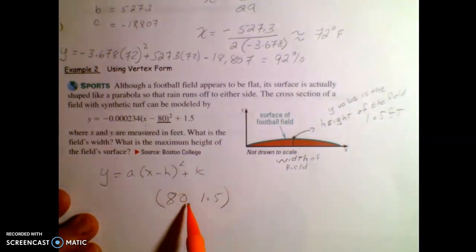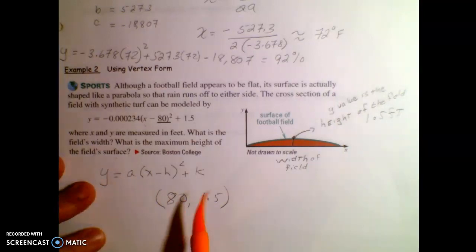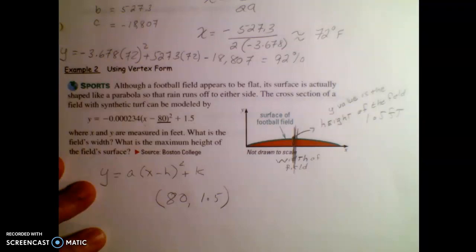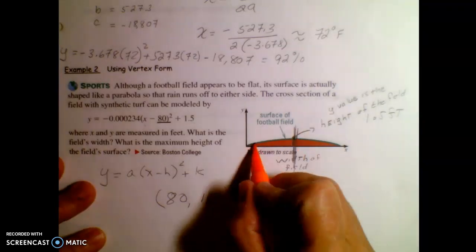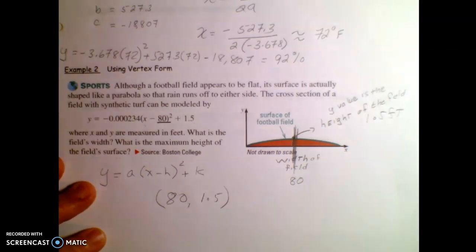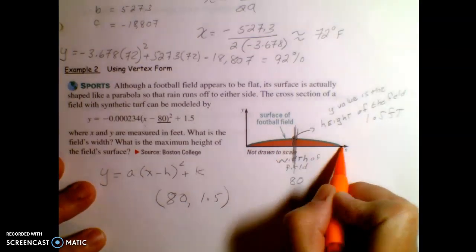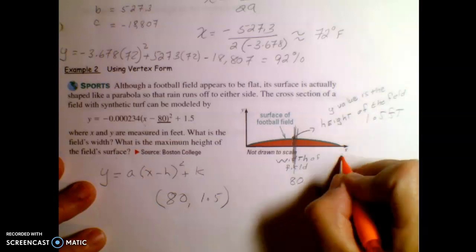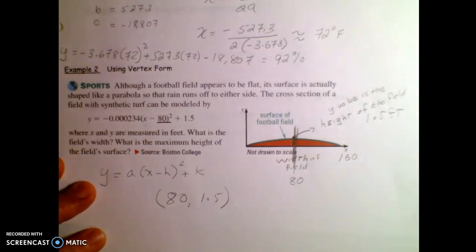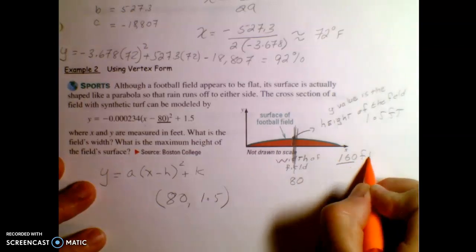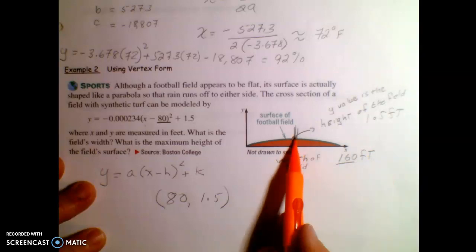Okay, now what does that 80 help us with? Well, remember, this is the line of symmetry, correct? So from here to here, it's a distance of 80 feet. So then what's the distance from here to here? It would be another 80 feet. So 80 plus 80 is 160. So what's the width of the field? 160 feet. And we get that just from finding out what the X value is for the vertex.